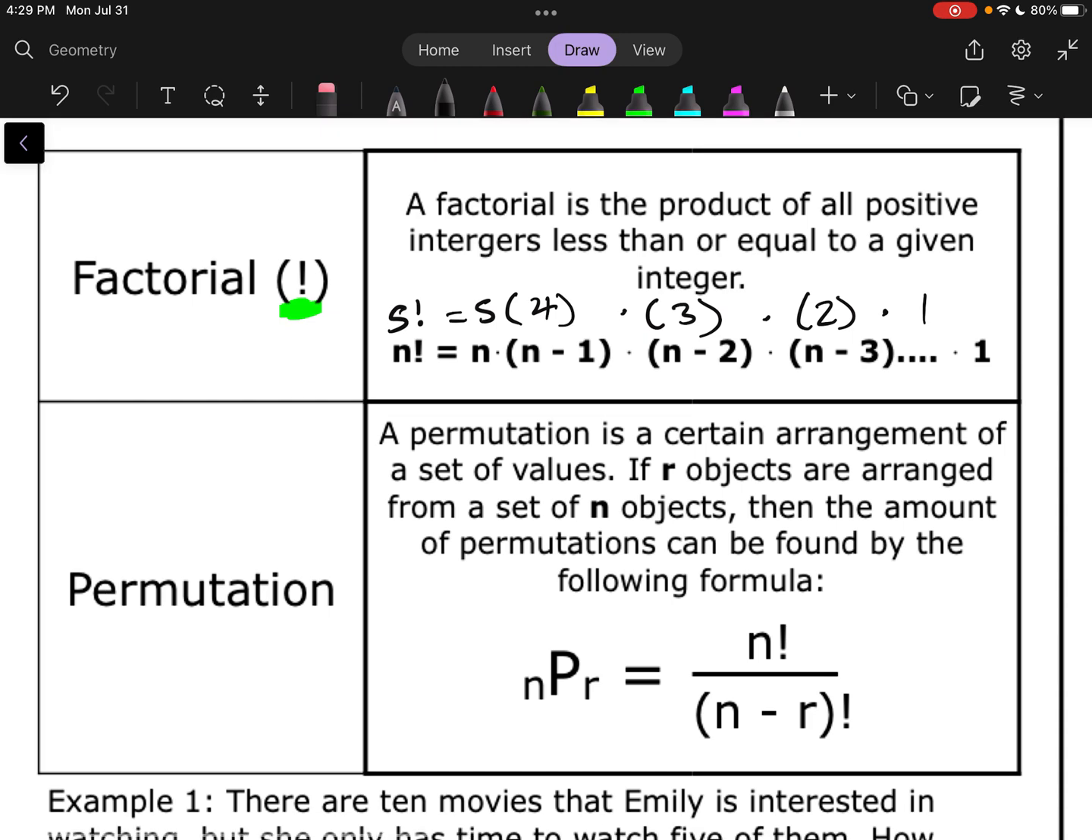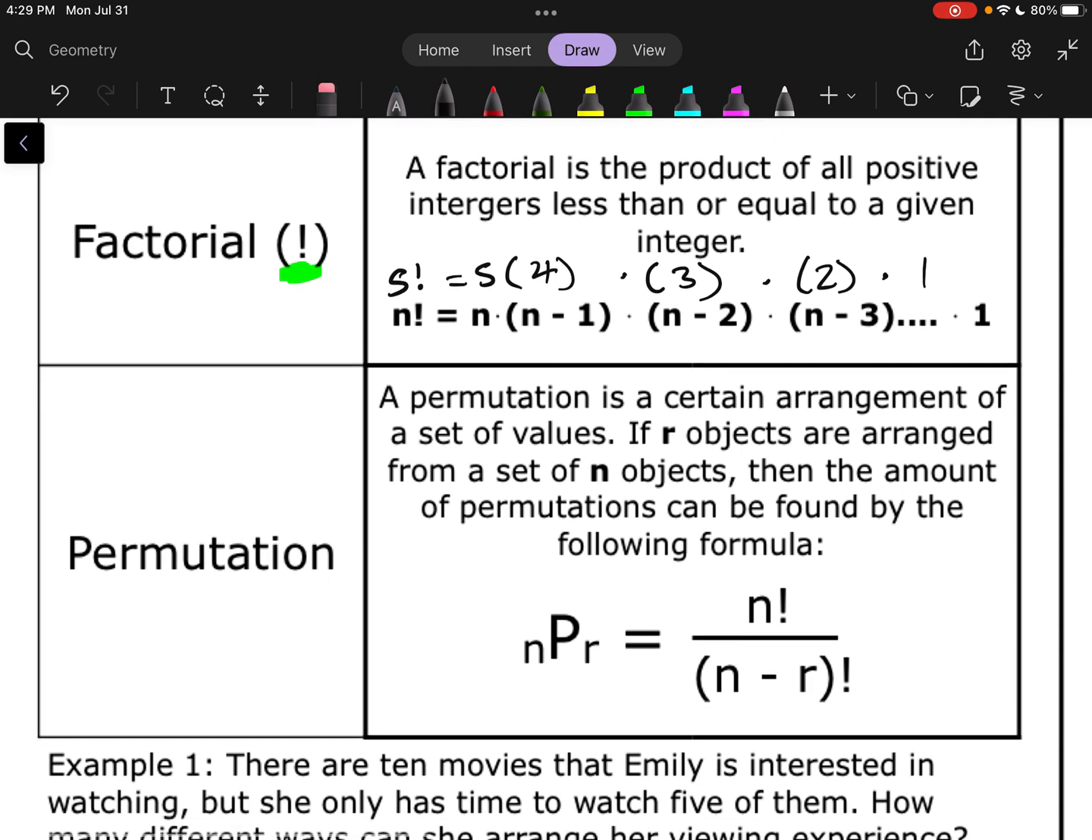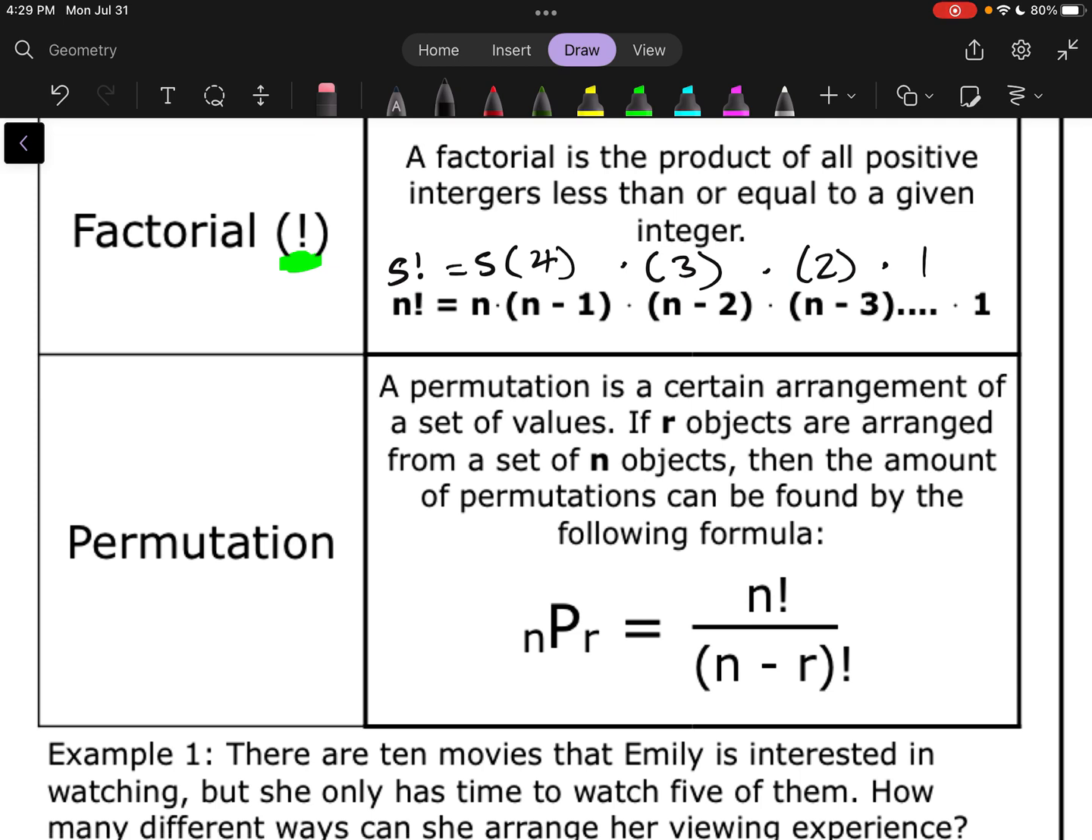So that's going to come in handy with our formulas for these next ones. We're going to be talking about a permutation now. A permutation is a certain arrangement of a set of values. If you have R objects that you are going to arrange from a set of N objects. So let's say you've got 10 things and you want to arrange 4 of them. Then your R would be 4 and your N would be 10 because you got 10 total things.